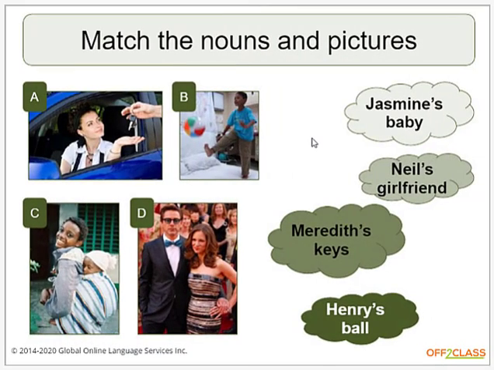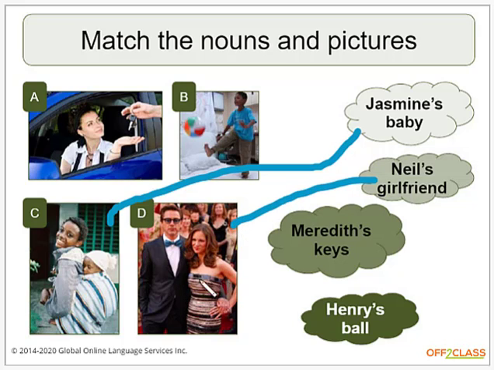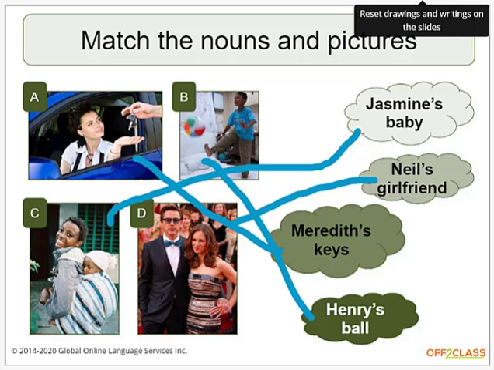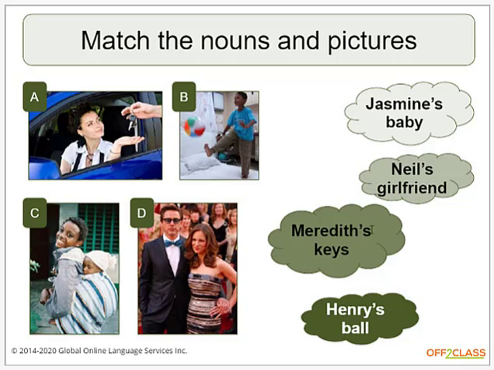I want you to match the nouns with the pictures, like each bubble with each picture. So, for example, the first one, Jasmine's baby. This is a warm-up, so don't worry too much about it. Just think about it a little bit. So Jasmine's baby has to be this one. It's the only one that has a baby. Neil's girlfriend, right? So this is the one that has the relationship. You can see their boyfriend, girlfriend. Meredith's keys. This is the one that has keys. Henry's ball, right? Remember, this is just a warm-up. We're just practicing to get the mind thinking so you can notice how things work.